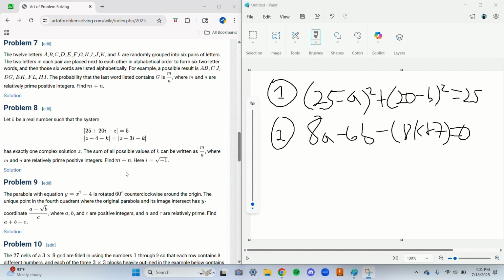Well, we know that we made z equals a plus bi, right? And this problem is saying this system must have exactly one complex solution z. So that means there must be exactly one pair a comma b that satisfies this. It can't be two, it has to be one. So what does this mean exactly?